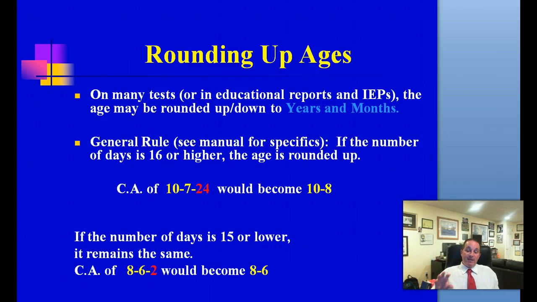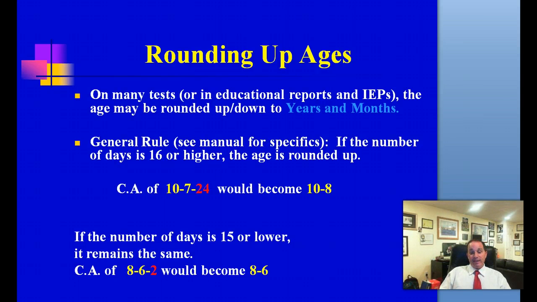So for example, if you found the chronological age of a child was 10 years, 7 months, and 24 days old, 10/7/24, that would be rounded up to 10/8, because again, the 24 on the days is 16 or higher, and therefore we round up the month. So instead of 10/7/24, we would just say 10/8.